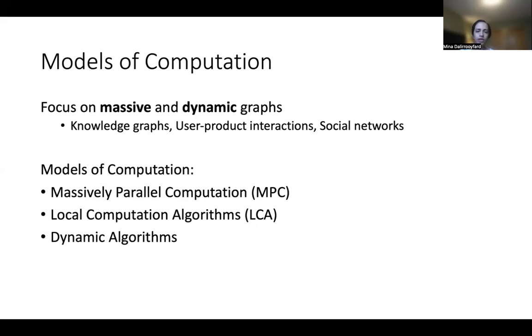3 models of computation that abstract these massive and dynamic data sets are massively parallel computation, local computation algorithms, and dynamic algorithms. And I'm going to define each on a very high level.